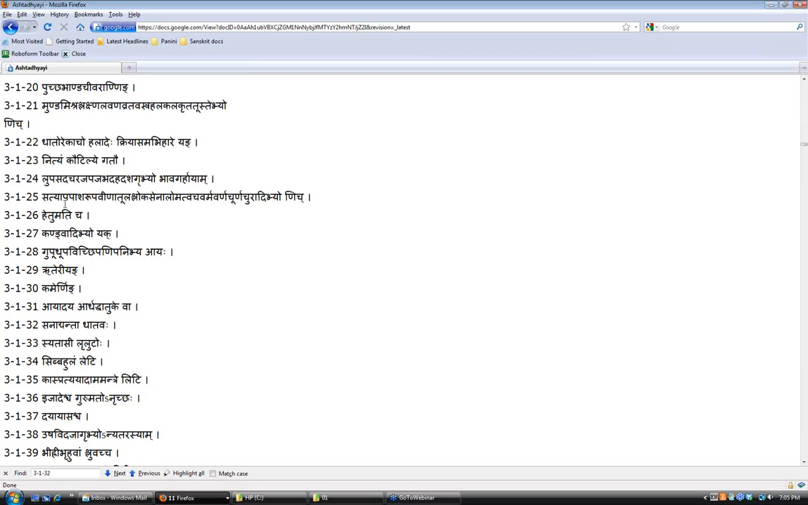So this first sutram is Dhatoreka-co hal-adeh kriya-samabhihare yan. Okay, what does this say? First of all, unlike the san pratyaya, which pretty much can come after any dhatu, and didn't really say it cannot come after certain dhatus, this pratyaya now has some conditions. So the meaning is given as kriya samabhihare. We look at the vyakhyanam in a second. But before that, there are two important conditions here. It's ekac. The dhatu has to be ekac.